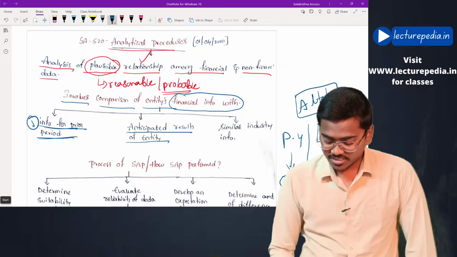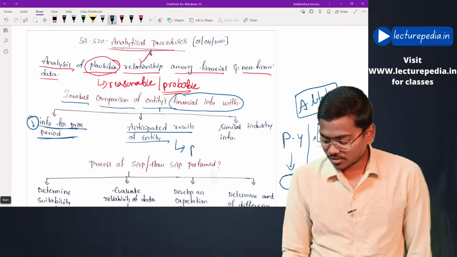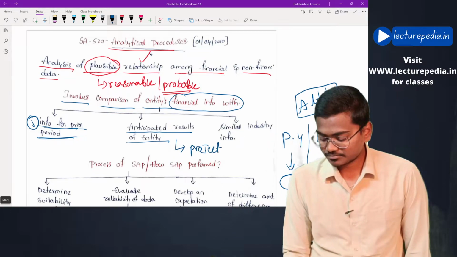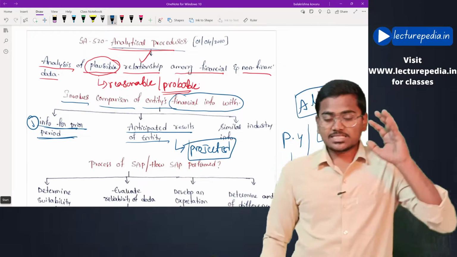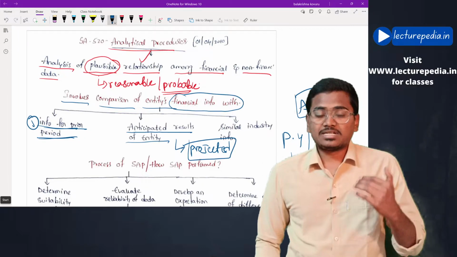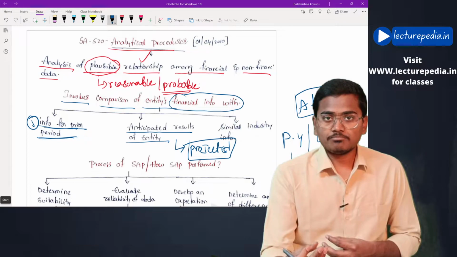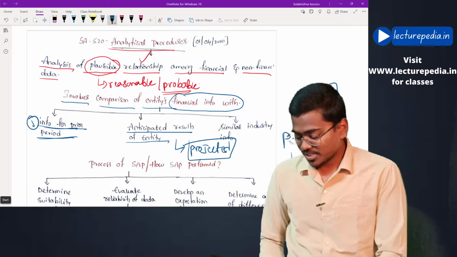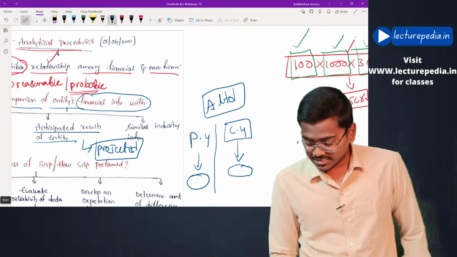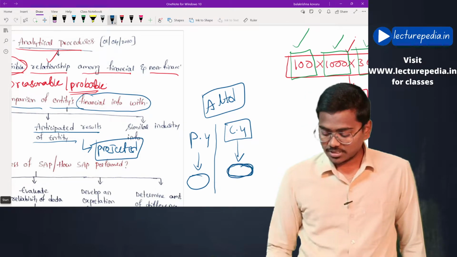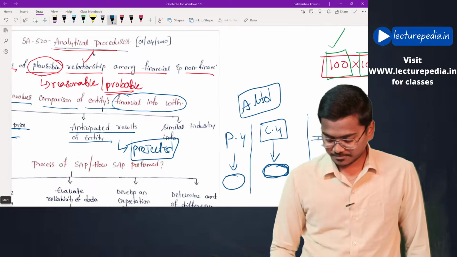Or anticipated results of the entity. The entity might have projected its results. It could have prepared its projected financials. Based on the past trend, the entity could have projected what could be its numbers in the future. Now under analytical procedure, the auditor can also compare the entity's current year data with the entity's projected data. Next.